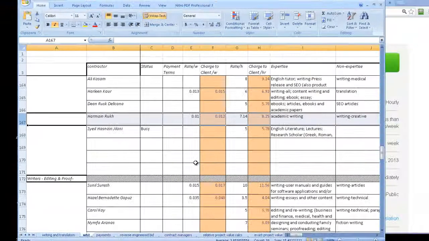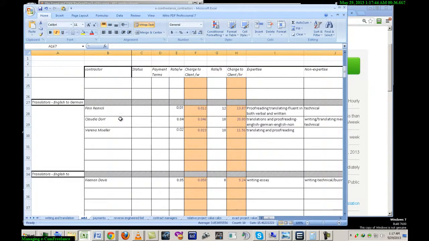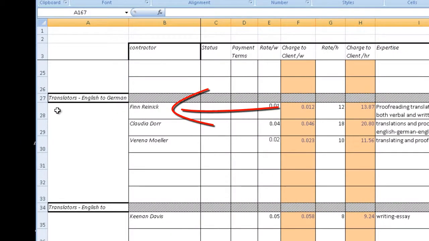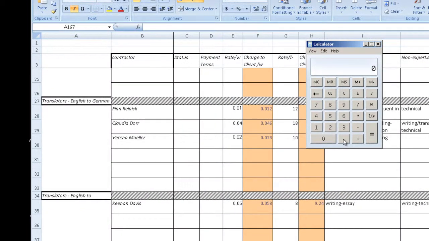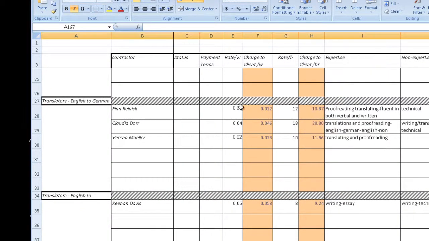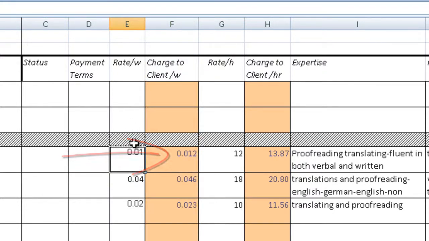And what you'll do is find a contractor that matches that job. For instance, I have Finn, and his per word rate is 1 cent, 0.01. So you'll take that rate, and actually you'll look at column F to see the charge to client per word. And it's going to be slightly more than their actual rate per word.